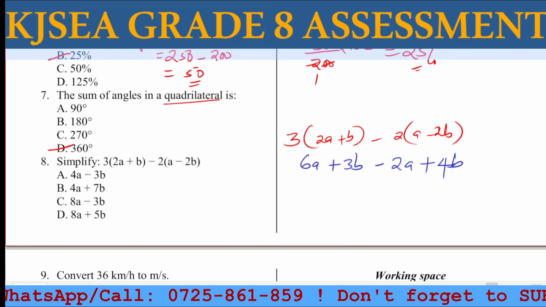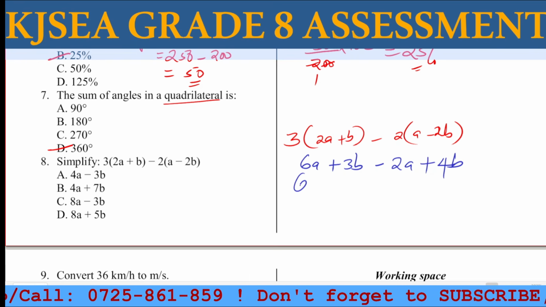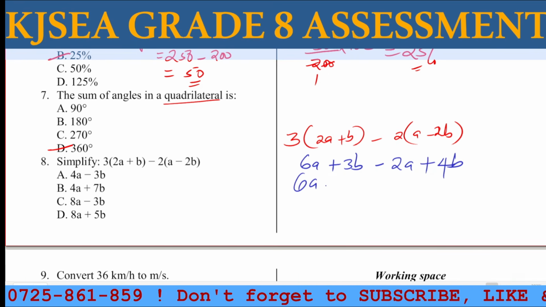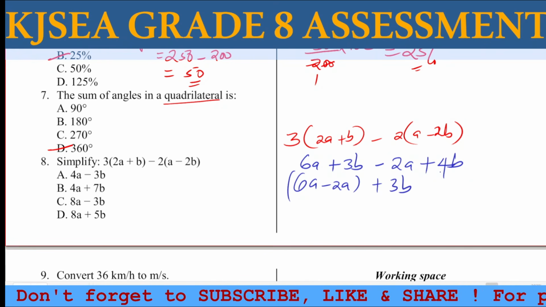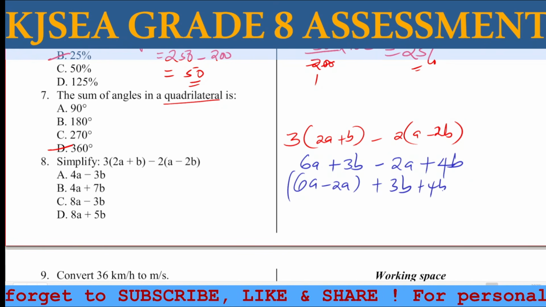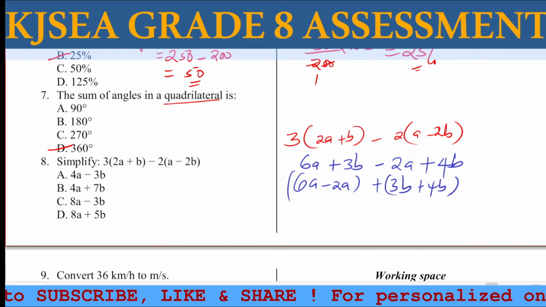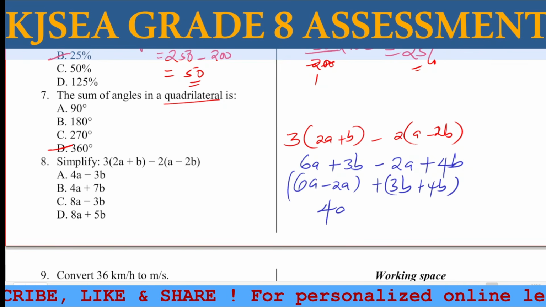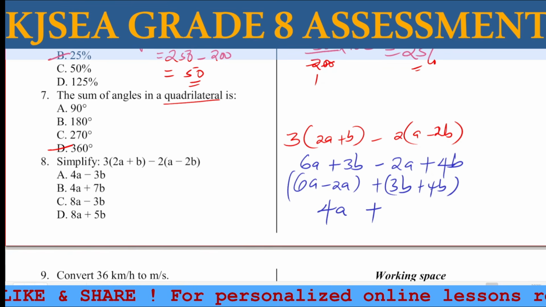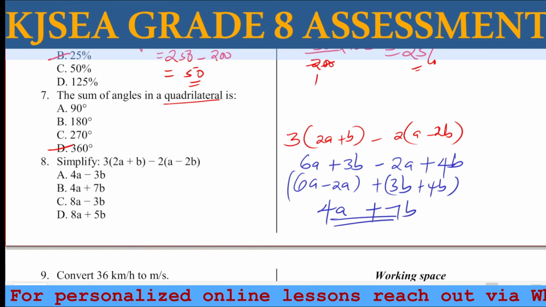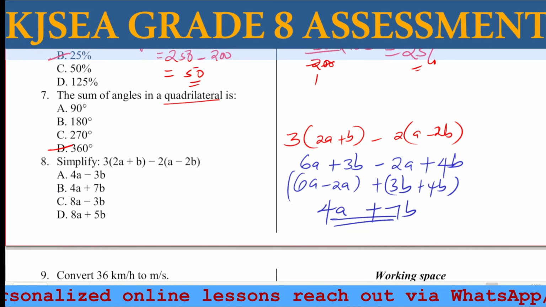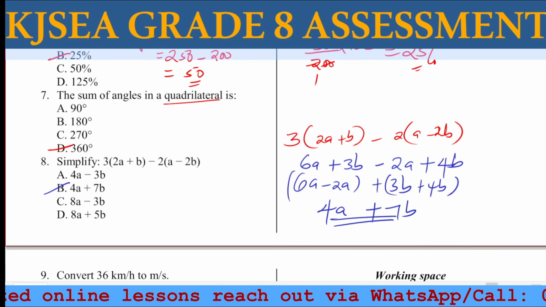Then from there, group the like terms together. You have 6a minus 2a, those are like terms. Then you have 3b plus 4b, like terms together. So 6a minus 2a is 4a, and 3b plus 4b gives 7b. That is the simplified expression, 4a plus 7b.